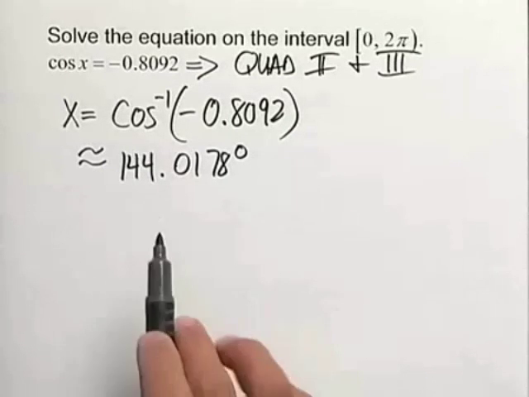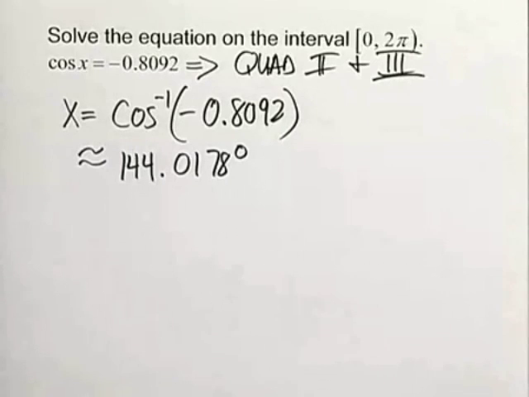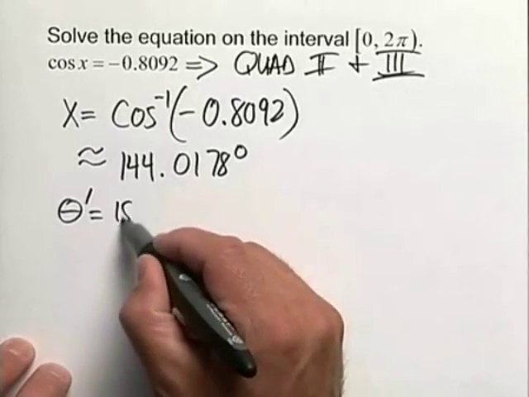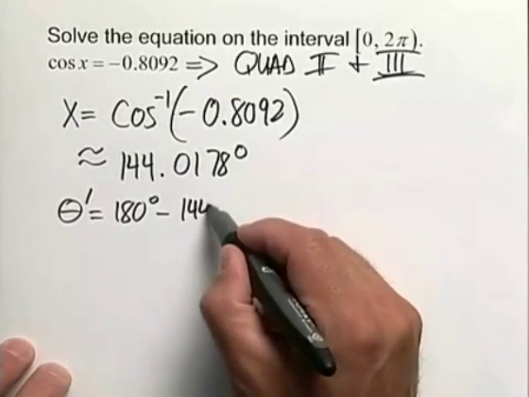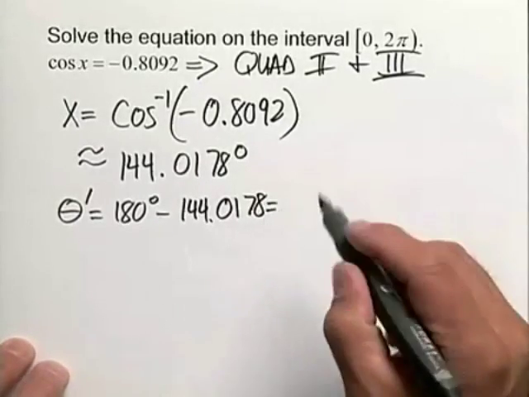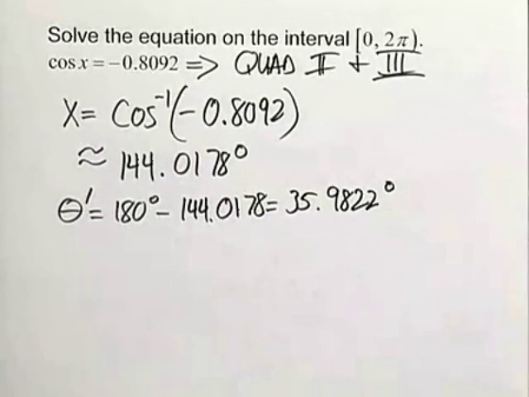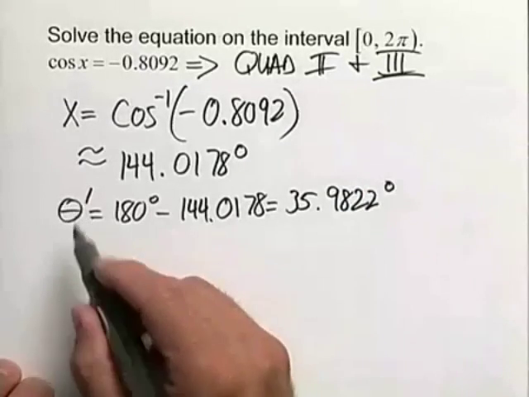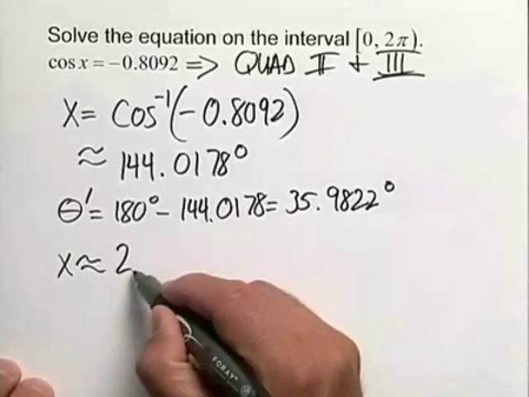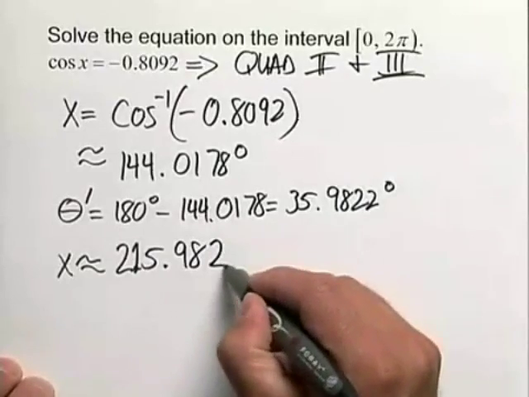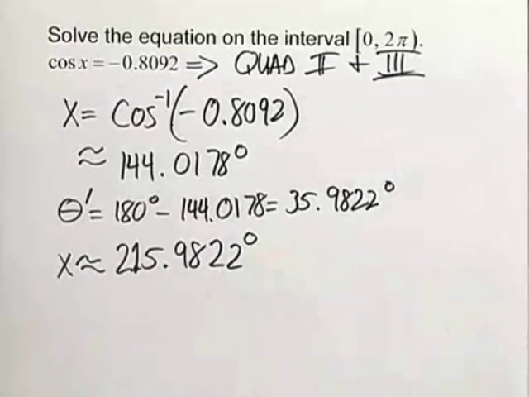All right? Now, from this, we need to find the angle in terms of quadrant 3. So what we have to do is come up with a reference angle. Because this is in quadrant 2, we'll use the formula theta prime is equal to 180 degrees minus the 144.0178. We get a nice reference angle then of 35.9822 degrees. Now use that reference angle to get to quadrant 3, and from this we get x is approximately 215.9822. A lot of decimals flying around here, but those are our two solutions for this cosine equation.